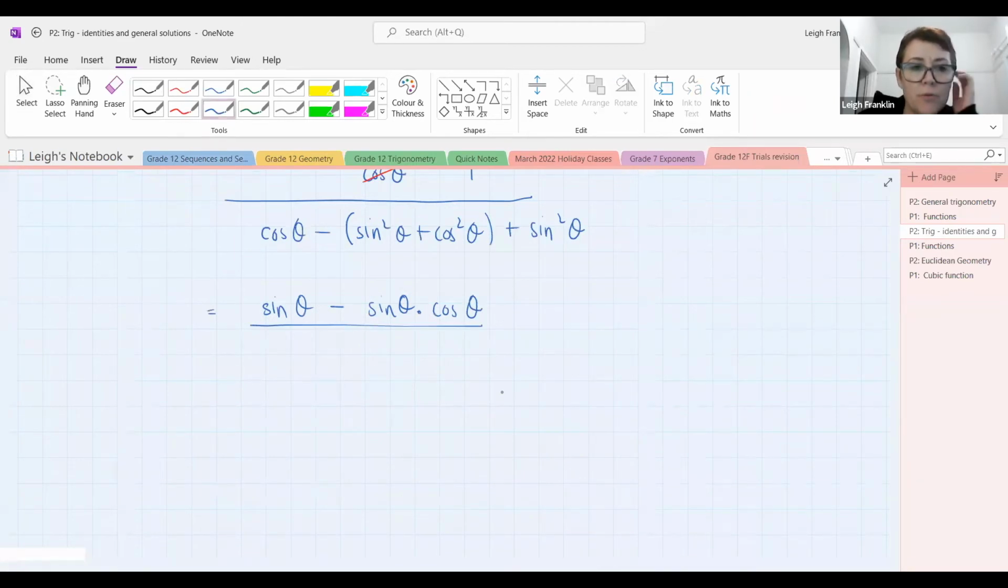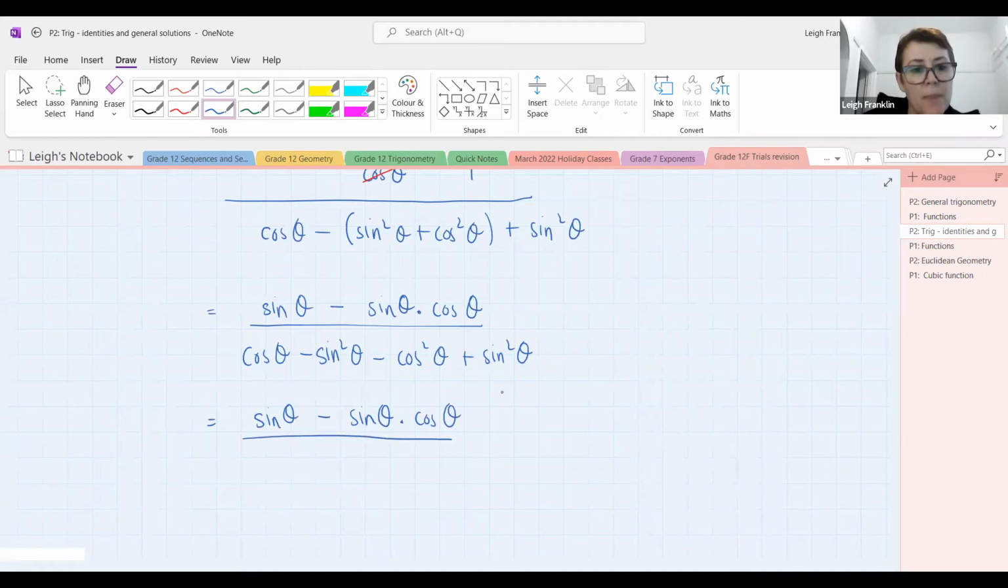At the bottom, I'm going to remove the brackets, and that's going to leave us with cos theta minus sine squared theta minus cos squared theta plus sine squared theta. Obviously, minus sine squared theta plus sine squared theta will add up to 0. So at the top, we've got sine theta minus sine theta times cos theta. At the bottom, we are left with cos theta minus cos squared theta.